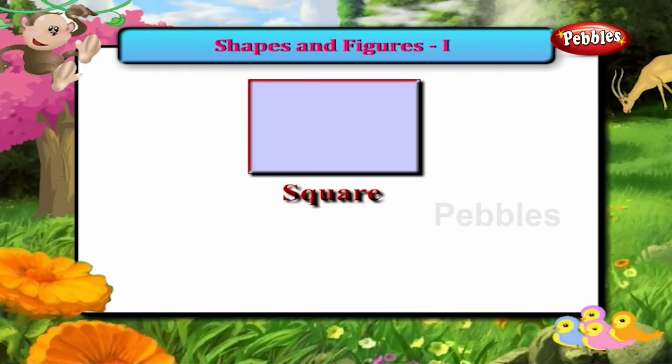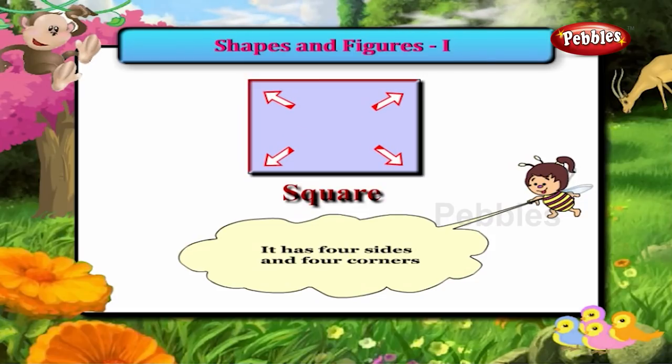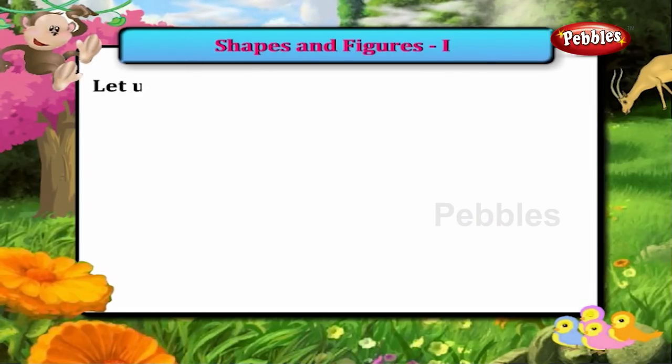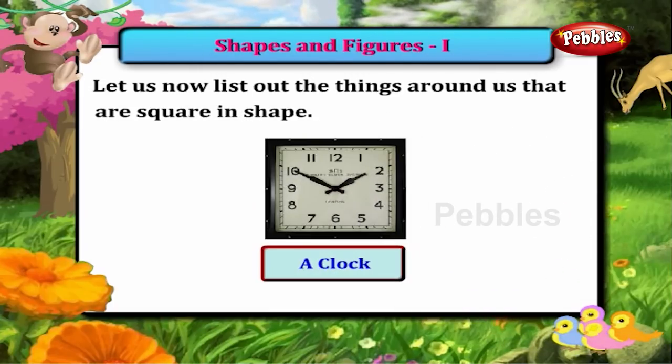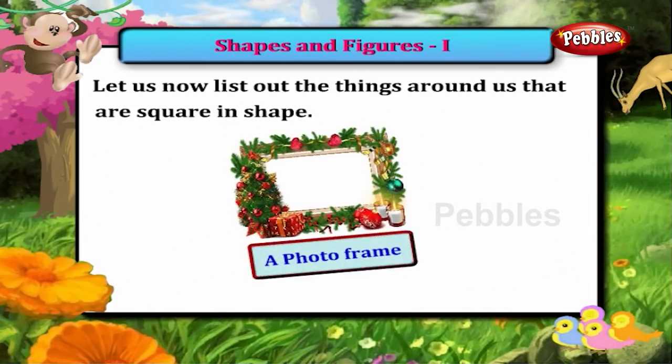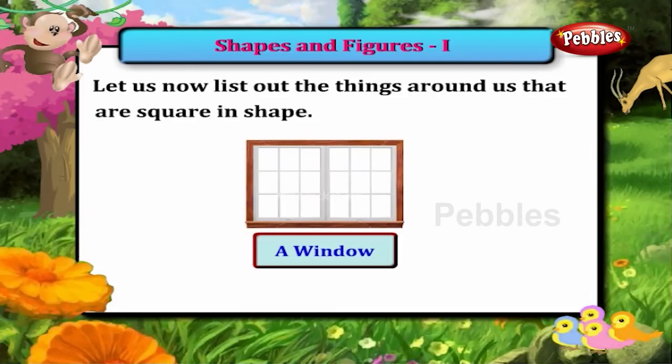This is a square. It has four sides and four corners. Let us now list out the things around us that are square in shape. A clock, a photo frame, a window.